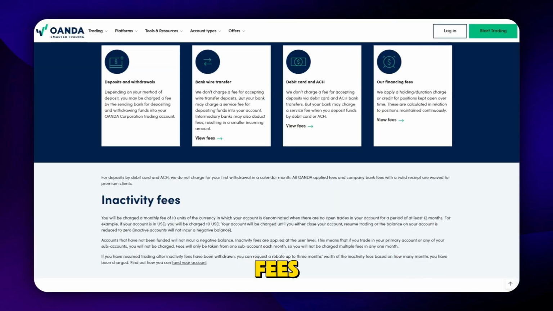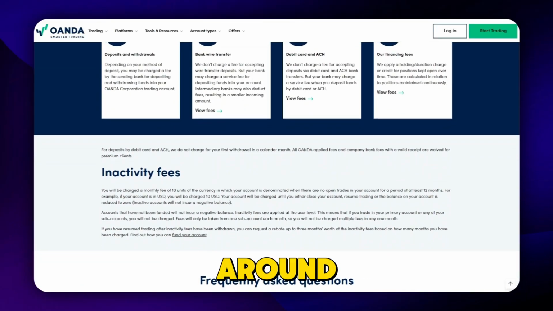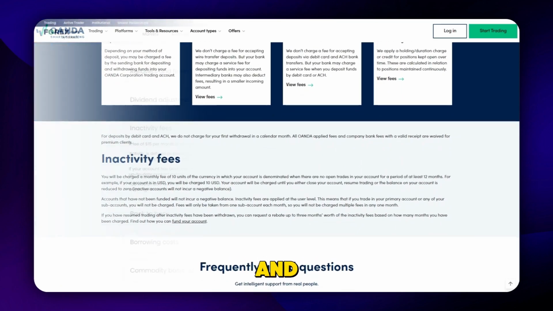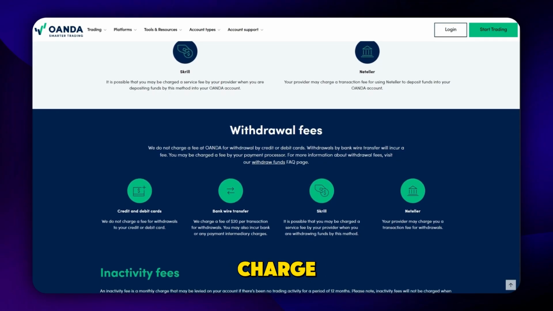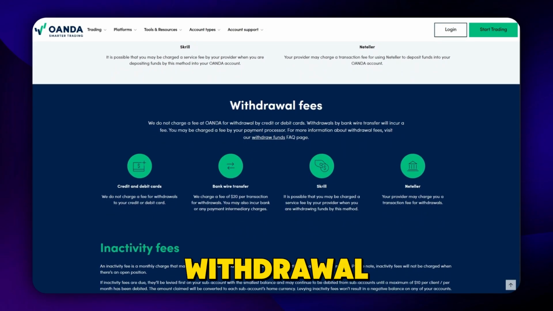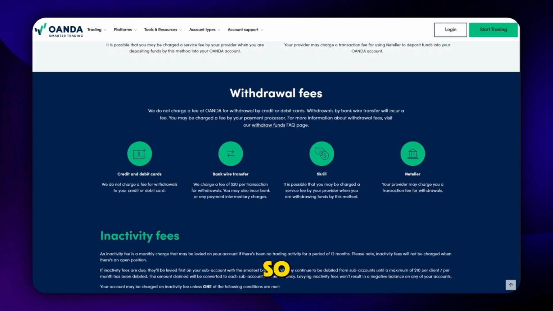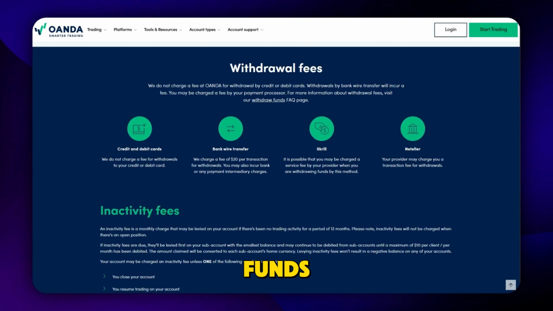Looking at additional fees, both platforms charge inactivity fees after 12 months, around $10 per month for OANDA and $15 for Forex.com. OANDA may also charge withdrawal fees depending on the method, while Forex.com has fixed withdrawal charges in some cases, so overall costs can vary depending on how frequently you trade and withdraw funds.